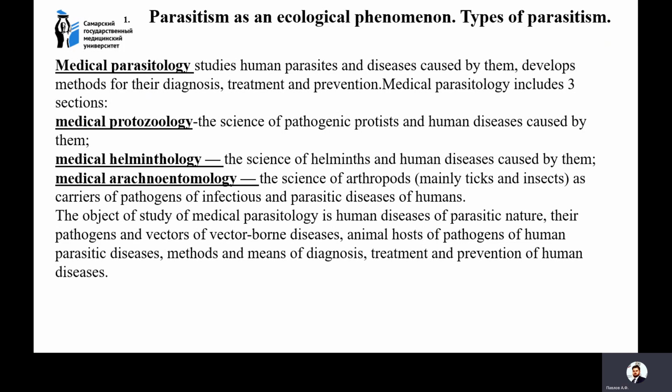Medical parasitology includes 3 sections: medical protozoology, the science of pathogenic protists and human diseases caused by them; medical helminthology, the science of helminths and human diseases caused by them; and medical arachnoentomology, the science of arthropods, mainly ticks and insects, as carriers of pathogenic infections and parasitic diseases of humans.